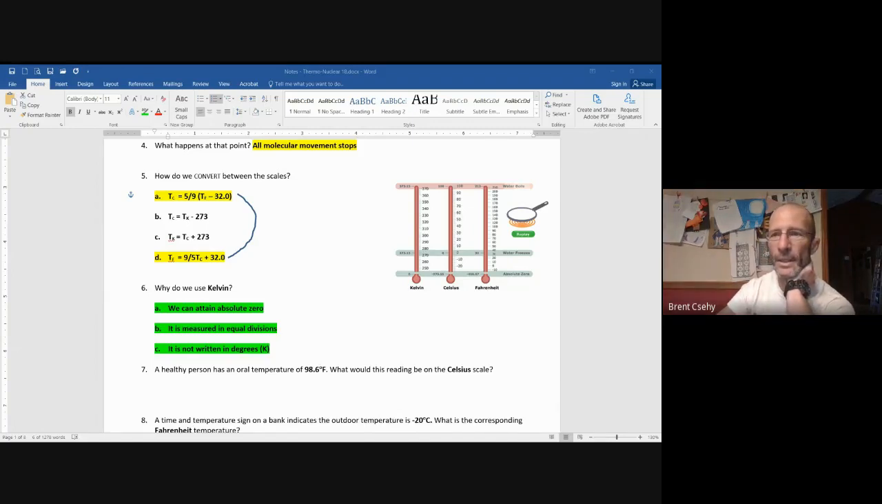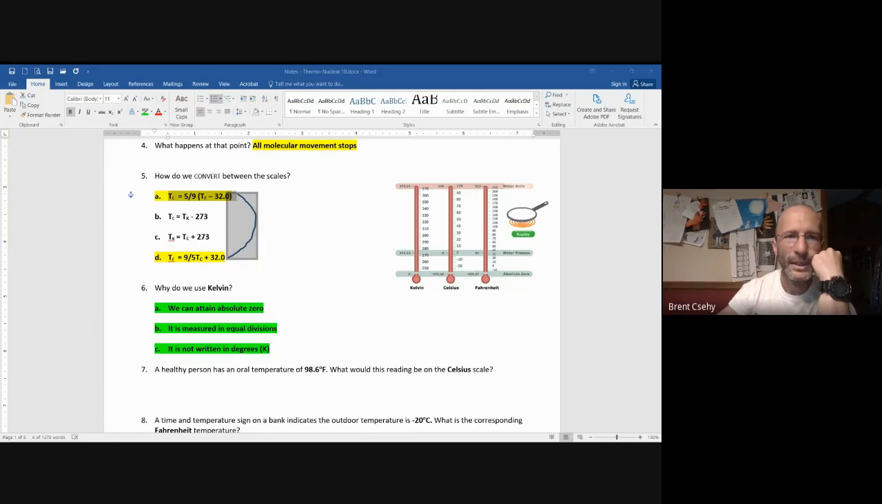All right, so oral temperature, that's Fahrenheit. So TF equals 98.6. By the way, this isn't accurate. Nobody's body temperature is 98.6. But let's move on, and we're going to find TC.